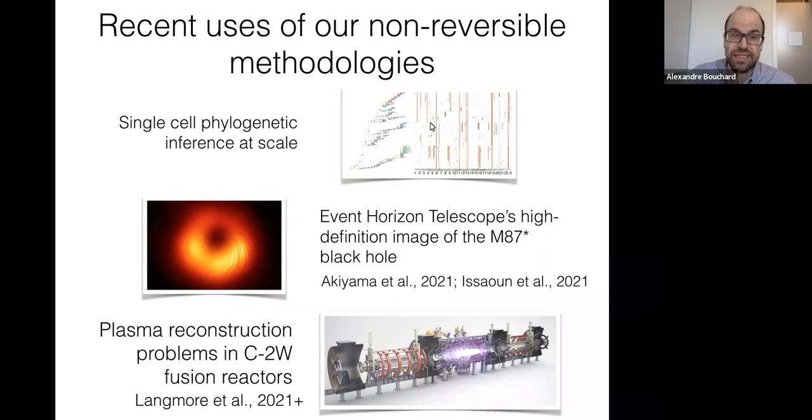So one of them is this single self-analytic inference problem that I will talk about today. Another application that came up recently is they used our methods to produce this new high definition image of the M87 black hole that came out last year. It's also used for plasma reconstruction. So these new computational methods are really pushing the envelope in terms of what we can dream up in terms of Bayesian models for large scale problems and large scale models.